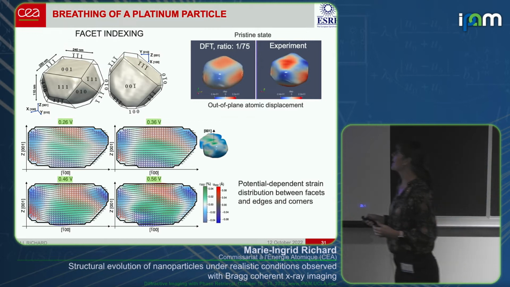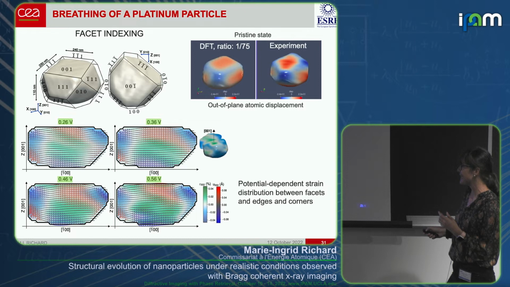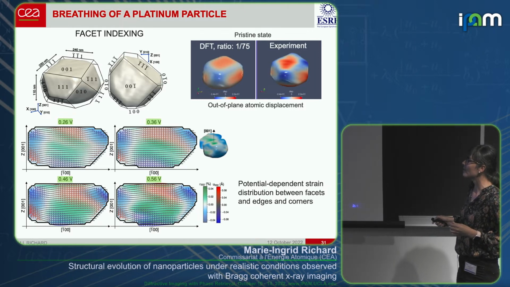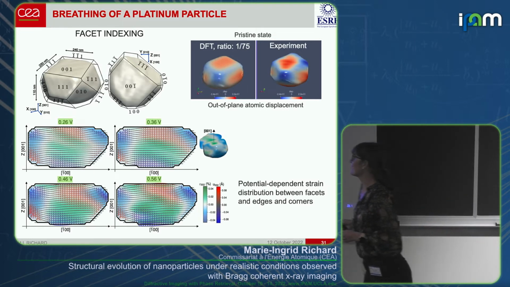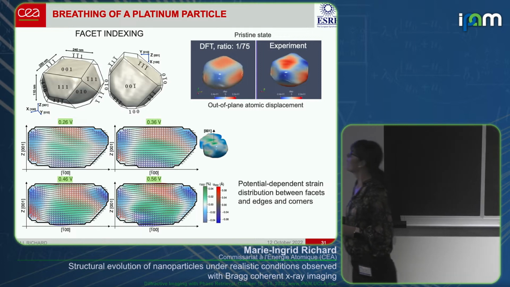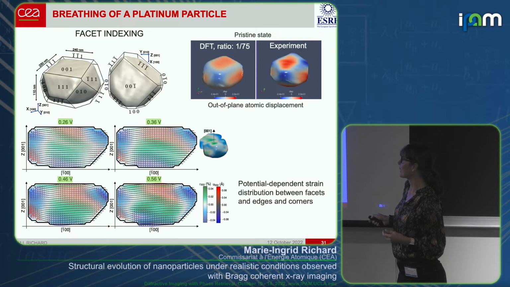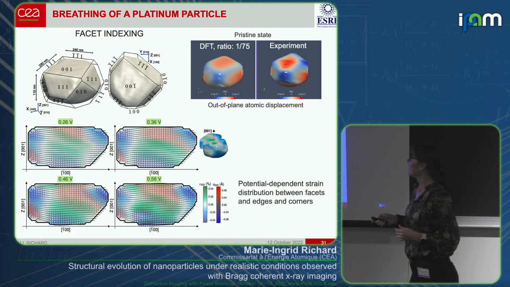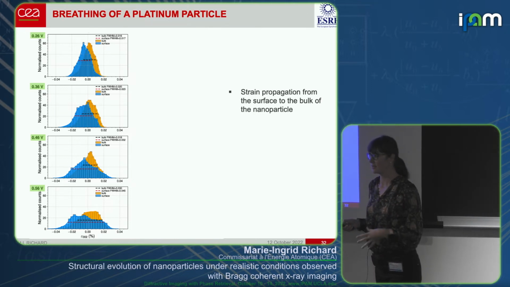And then by applying potential, maybe it's not so easy to see here, but here you have the color code, it's the strain, and the arrows are the lattice displacement. What we can see is that with potential, the strain and displacement are evolving. For instance, we can concentrate here, it's blue, it will become more and more blue with larger displacement. Here, just to concentrate, we made some histograms.